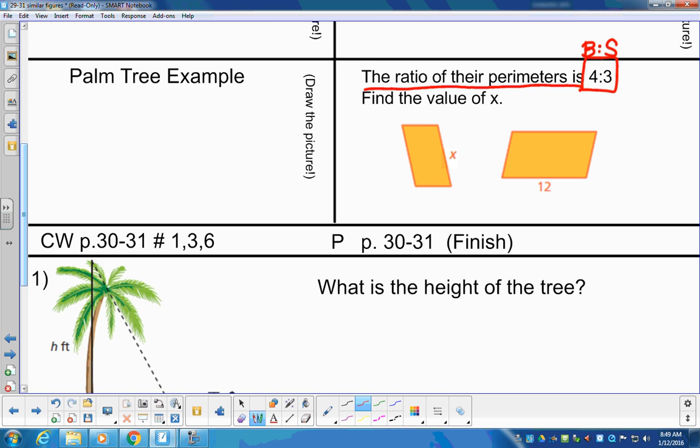So as I continue to read, it says find the value of x. So we have an x here and we have a 12 here. So I can see that I have 3 numbers, 1, 2, 3, and I have a variable, but it's a matter of putting them in the correct location. So I am going to compare big to small. So 4 had to come from big and 3 had to come from small. So go ahead and write. Simply by the ratio, 4 is bigger than 3, so 4 had to come from the big relationship.